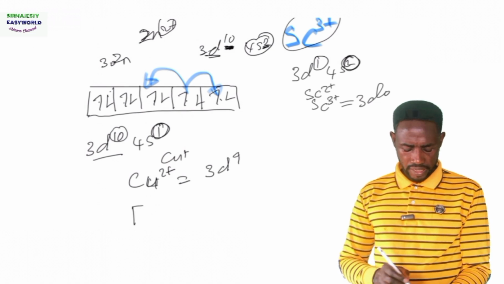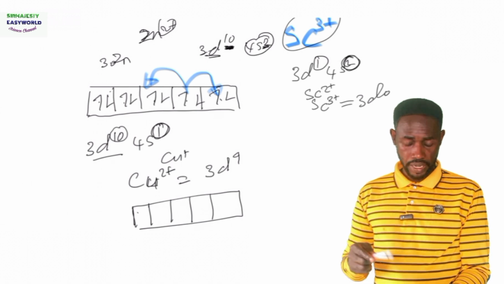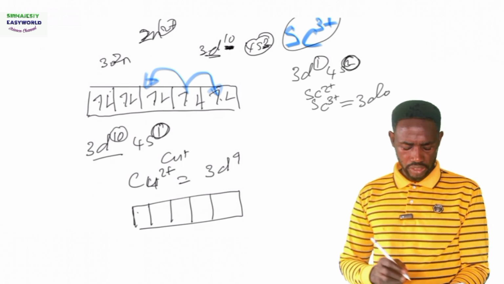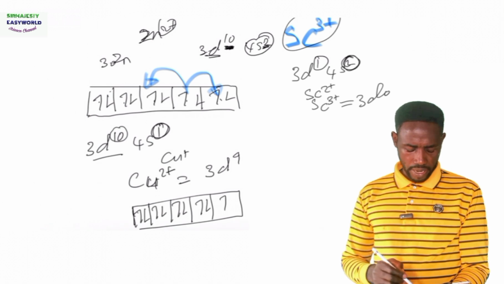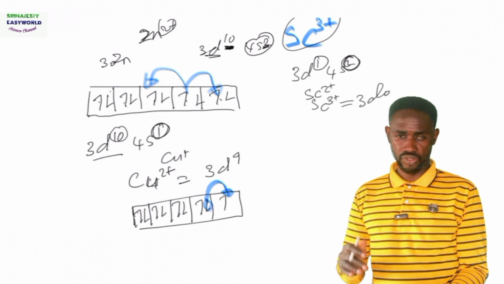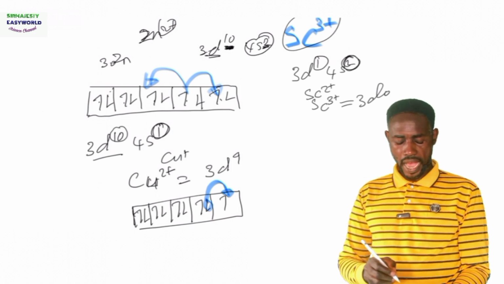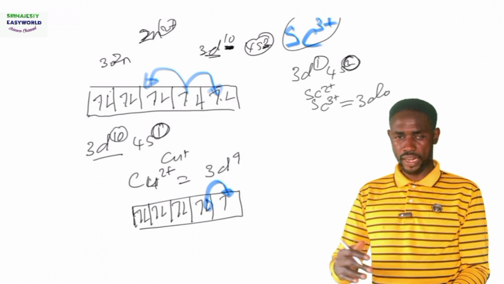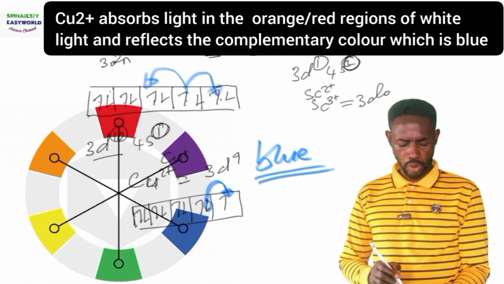3D9. 3D9 will now have what? At least a lone unpaired electron. That will lead to transition. So if you expose this to white light, there is tendency that this one will come up here. If it absorbs, this electron will absorb energy. Remember, that's what we call excitation, transition. You must absorb energy before you go to higher energy level. So when this absorbs energy, it climbs up. And then the energy it did not absorb from the white light, the wavelength not absorbed, will be reflected. And probably it reflects what? Blue. And that's why copper 2 ion is blue.